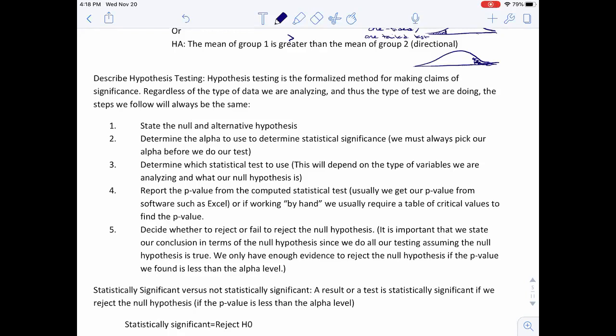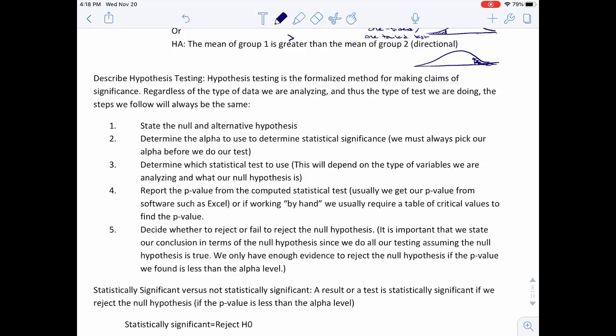Things like that, right? So just figure out what type of test you should be doing, okay? And then do the test, right? So this step 3 changes depending on what type of data you have, right? But you're always going to figure out what test you need to do and then do that test.